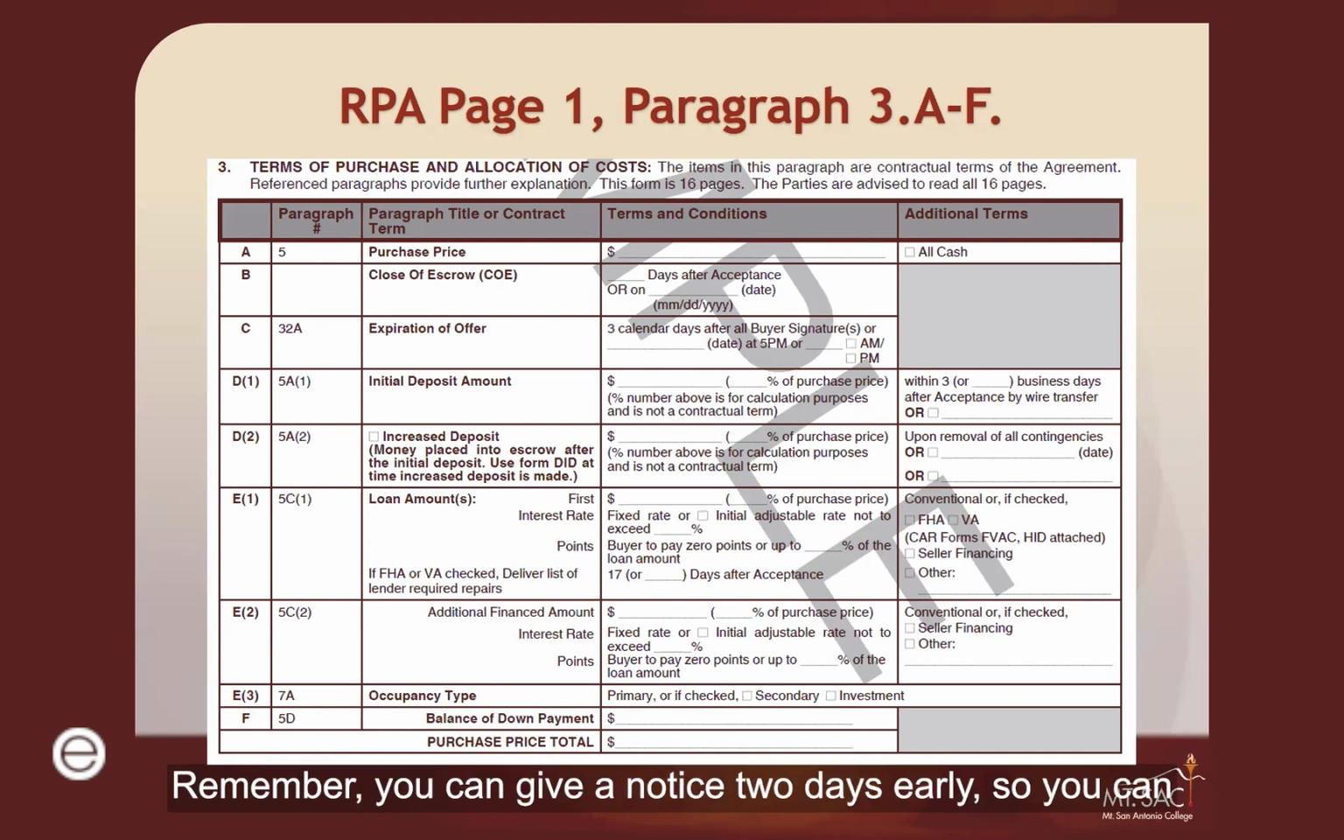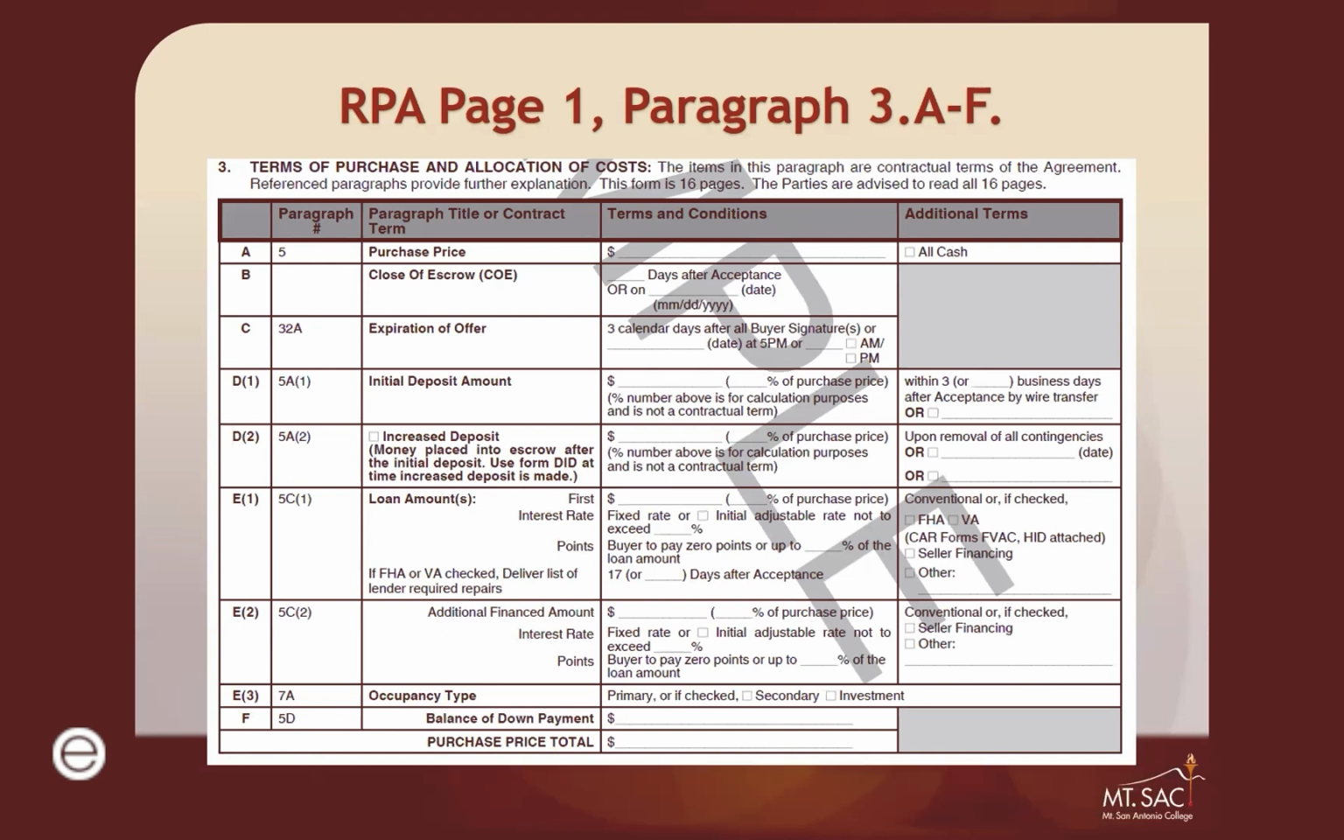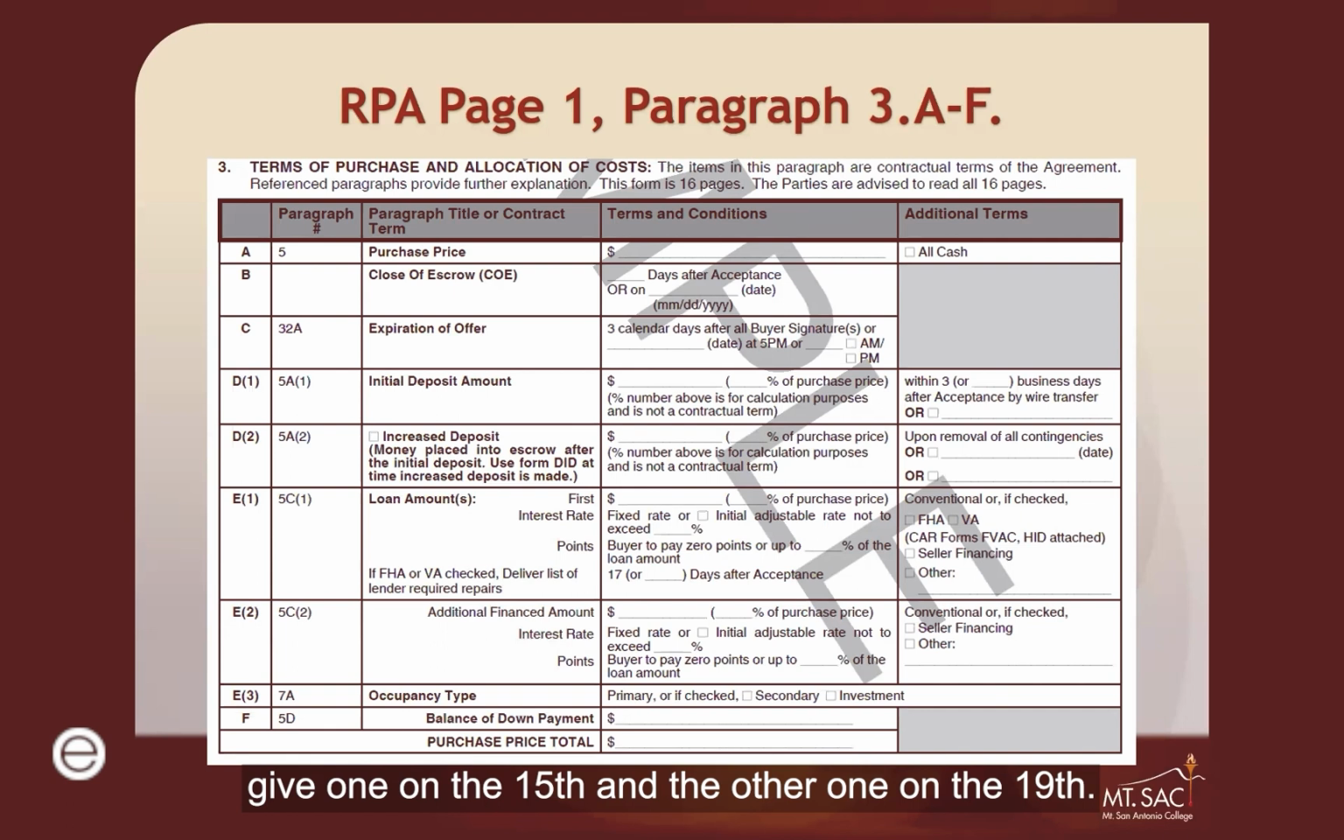Remember, you can give a notice 2 days early. So you could give one on the 15th and the other one on the 19th. And that's kind of a pain. You're replicating your work. So we're going to make all the loan contingency 17 days. You're welcome to change the loan contingencies if you want to. So if you want to make them longer, you can. If you want to make them shorter, I don't recommend that, but you can. Just make sure you have a reason to do it, okay?